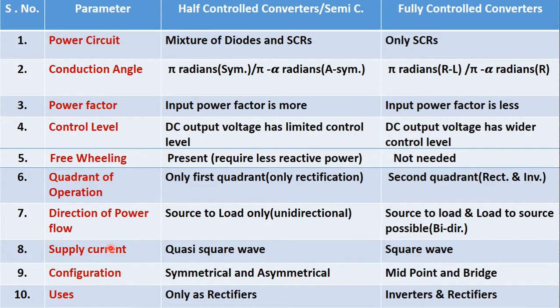Last one is uses. Half controlled converter or semi-converter can be used only as rectifiers because there is a unidirectional power flow from source to load in this type of converters, and since there is a bidirectional power flow in the fully controlled converters, these fully controlled converters can be used as inverters as well as rectifiers. So hope you have understood the topic.